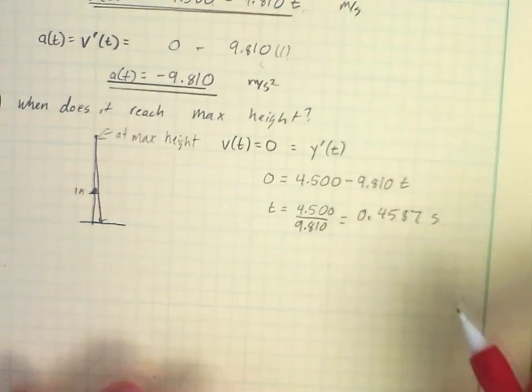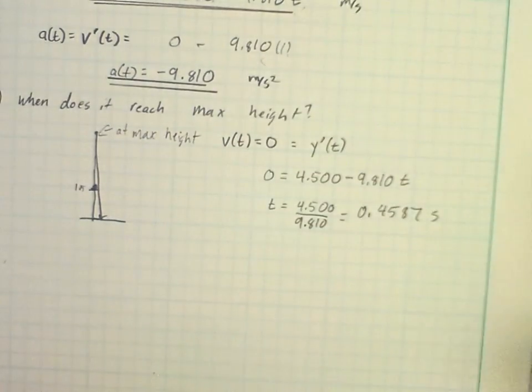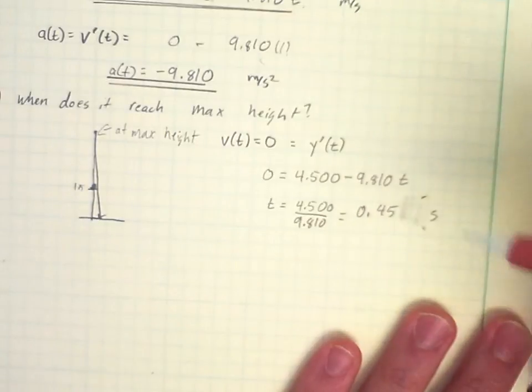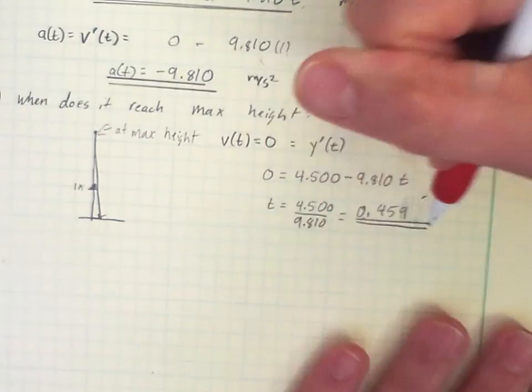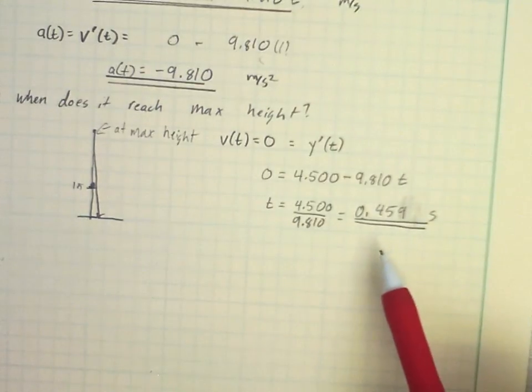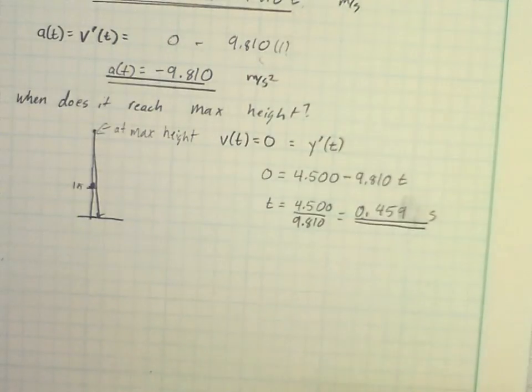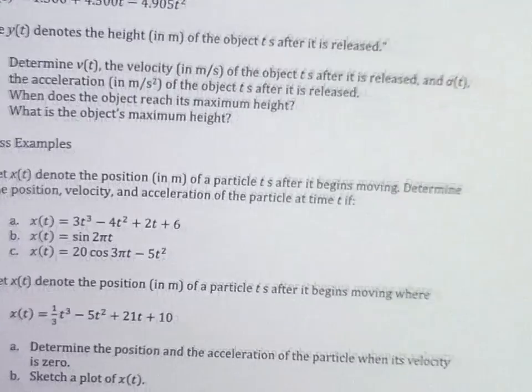0.4587 seconds. And we went way out there in terms of significant figures because we seem to have devices that can measure at least to the nearest 100th second. So maybe we should round that to 0.459 seconds. But yeah, we seem to be able to measure that accurately. So it reaches its maximum height at 0.459 seconds. The other thing he wants to know is what is the height at that second?